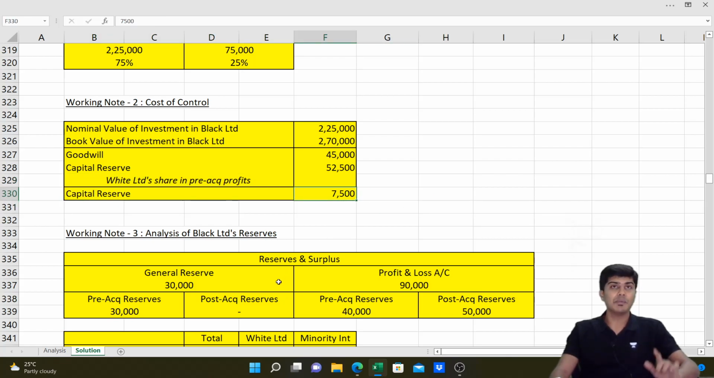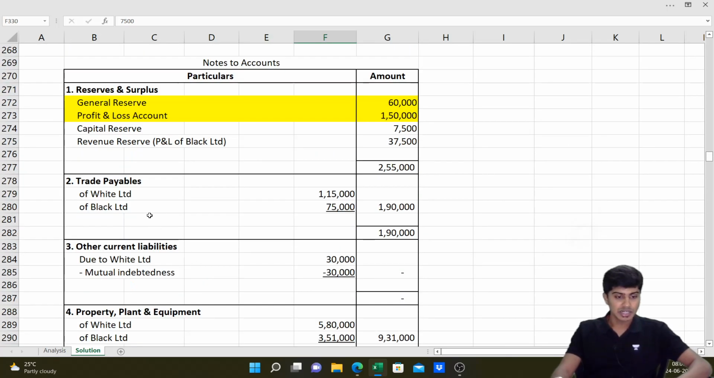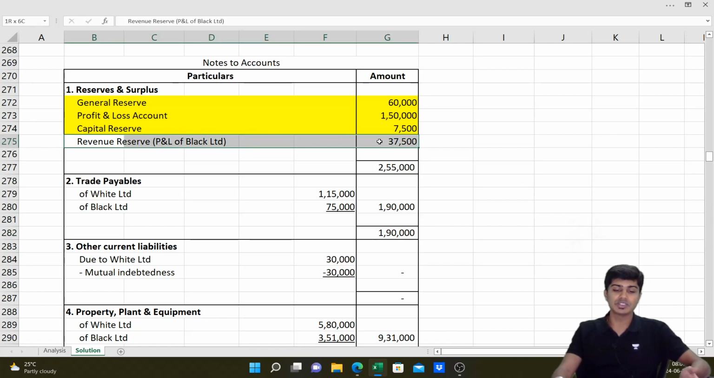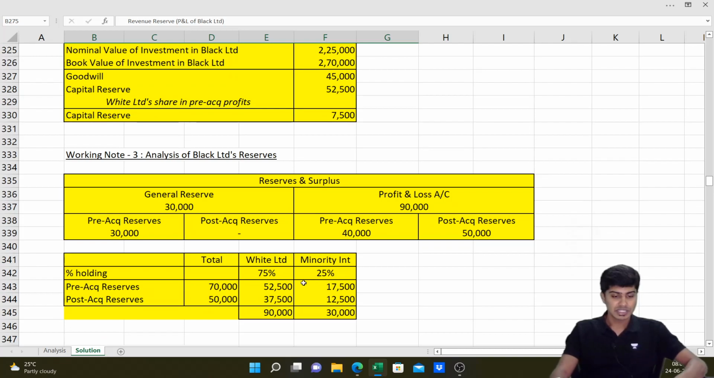This 7,500 capital reserve will go to notes to accounts in reserves and surplus. Yeah, in reserves and surplus, I'll write 7,500. And this, my friends, is revenue reserve from that computation. Have a look, revenue reserve here, 37,500. This revenue reserve of 37,500 gets posted there.